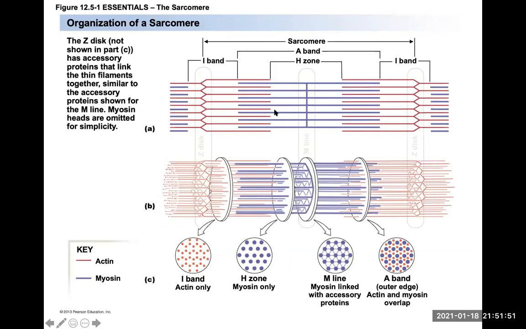Here's the organization again, right? So you've got the H zone, the A band, the I band outside, and then the M line is going to be the middle. So the M line you guys can see is going to be linked with accessory proteins. Those are going to help anchor the myosin in the middle. The H zone has just myosin. The I band has just the actin or the thin filament, and then the A band is going to have both, the overlap between the actin and the myosin.